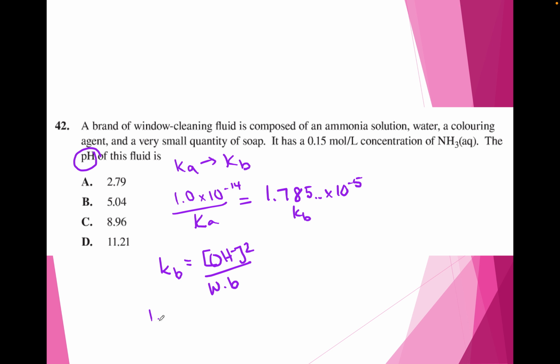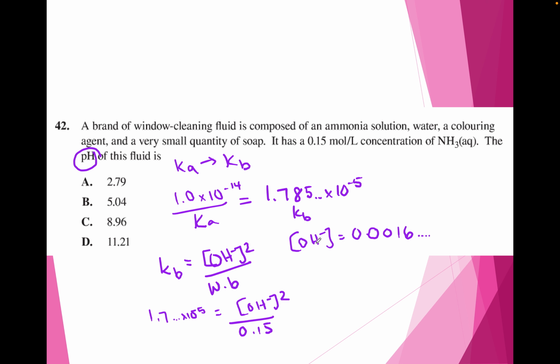So that Kb value, 1.7, that keeps going, times 10 to the negative 5, will equal your OH negative squared divided by 0.15. So let's go ahead and solve for the concentration of OH. We want to multiply that by 0.15 and then take the square root. So now we'll know that the concentration of the OH ion is 0.0016, and that number is going to keep going, moles per liter.